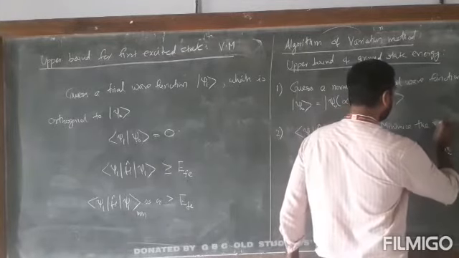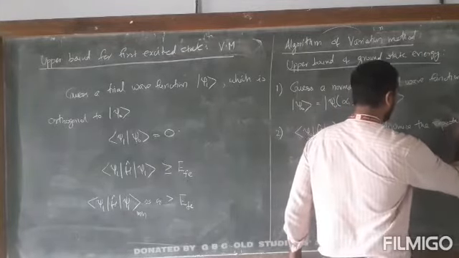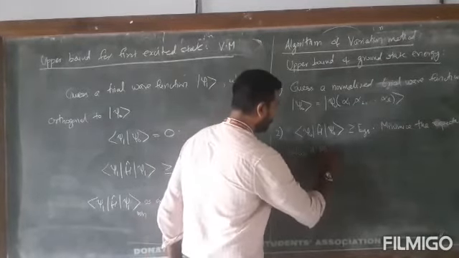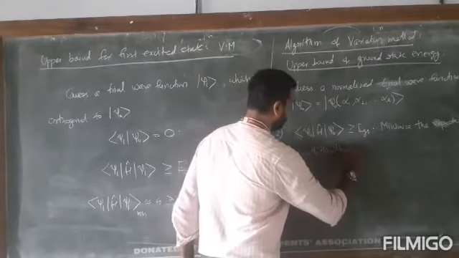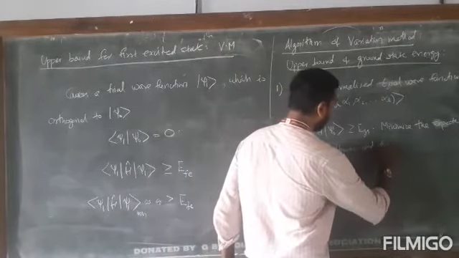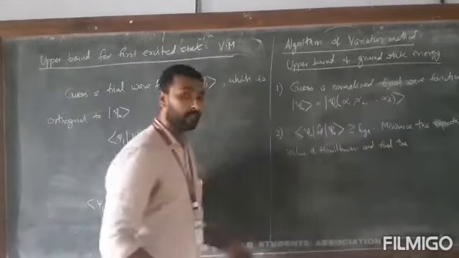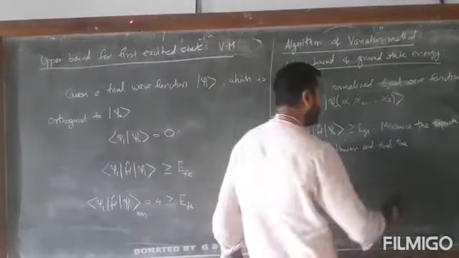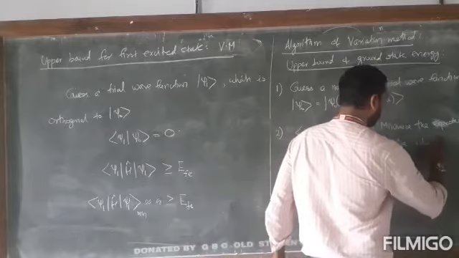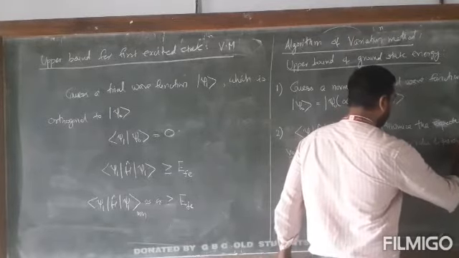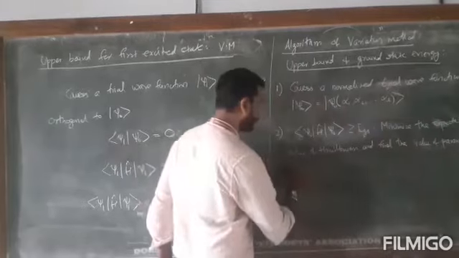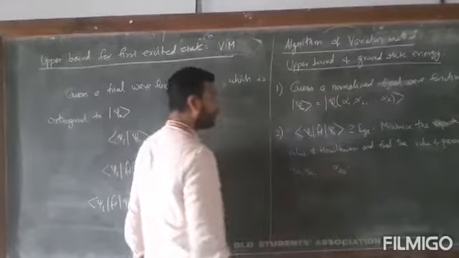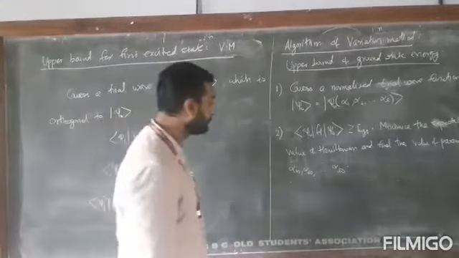So minimize the expectation value of the Hamiltonian and find the parameters which minimize it. We have to find the values of the parameters, which we can denote by the symbols alpha 1 0, alpha 2 0, etc., up to alpha L 0. Now how will you minimize it?